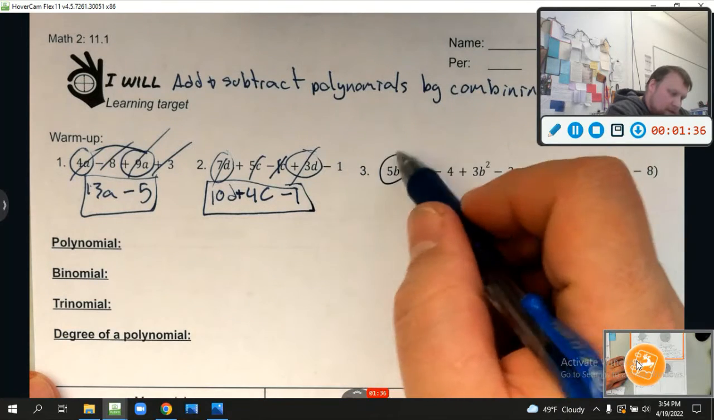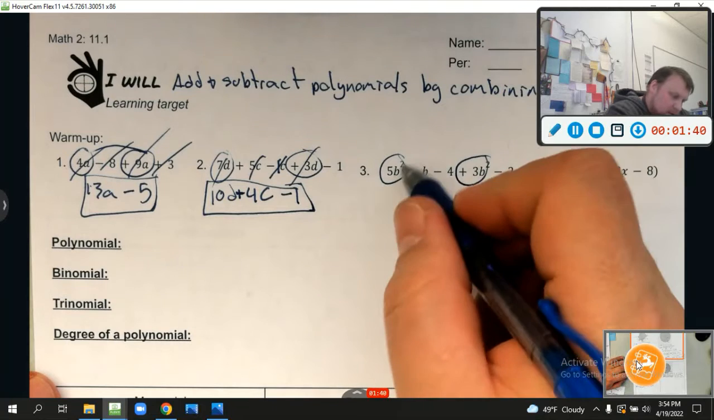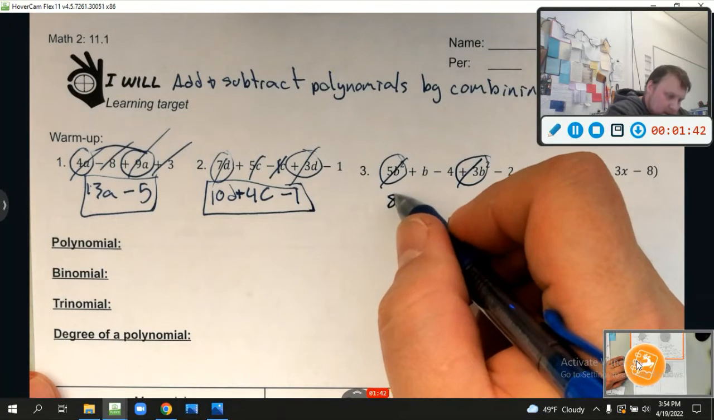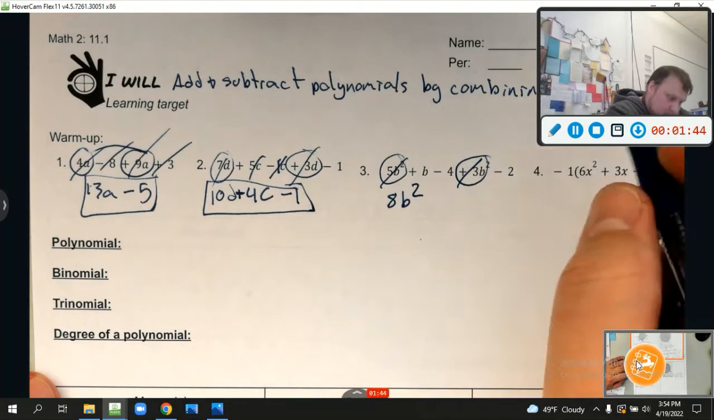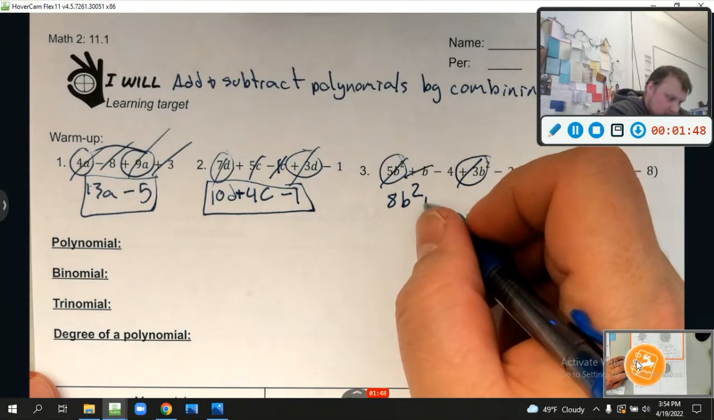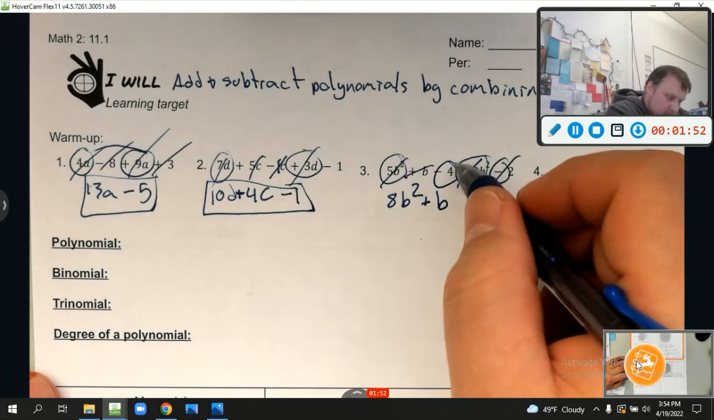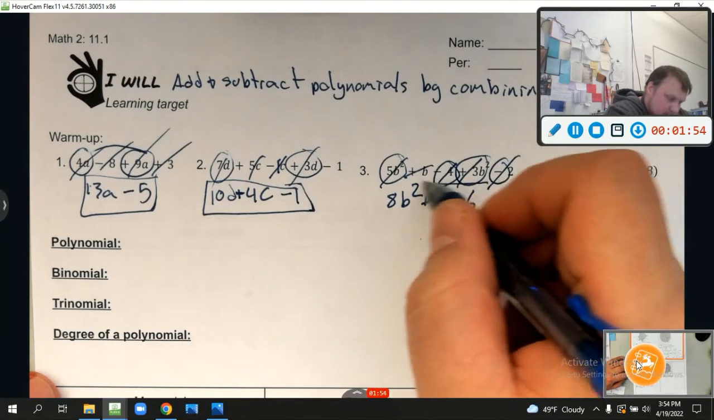All right, I've got a 5b squared plus 3b squared, so that's going to be 8b squared. And then I've got plus a b. Any other b's? Nope. So just plus b. And then a minus 4 minus 2 is going to be minus 6.